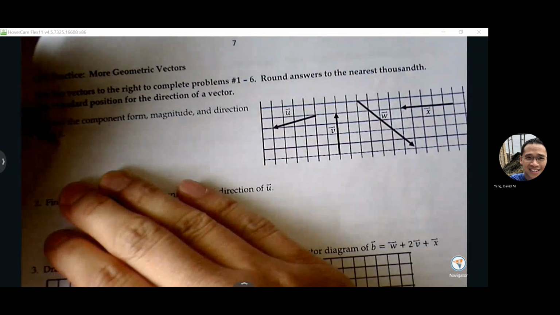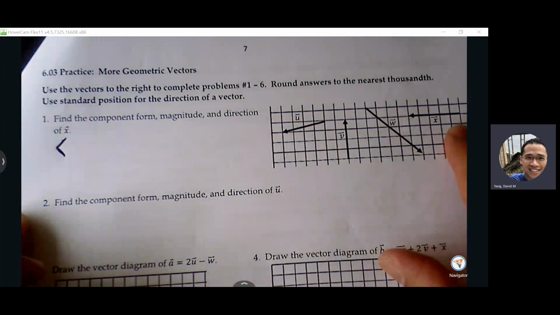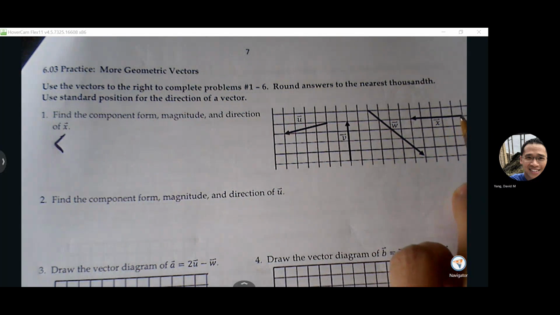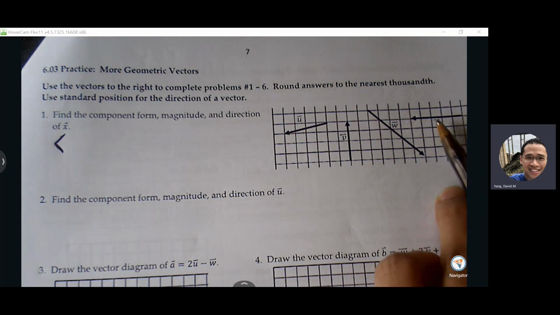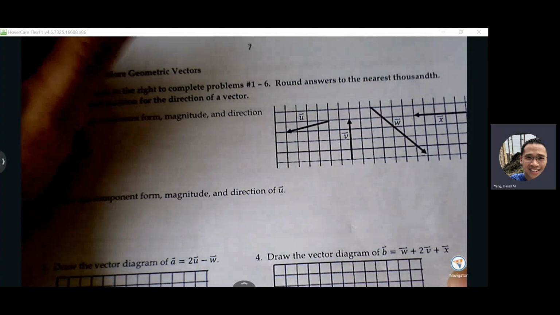So I'm not going to say component form anymore. I'm just going to go ahead and write the notation. So remember, we always start at the tail and move to the tip. So what's component form for vector x? Close. Yeah. We're moving left, so -5, 0. Yeah, there's no vertical movement.